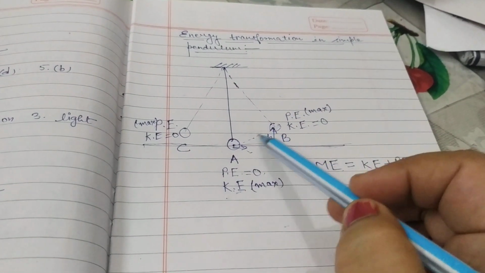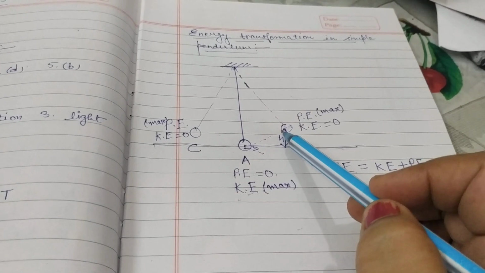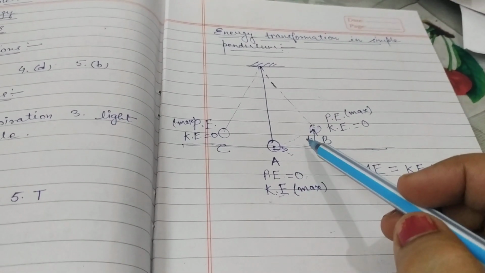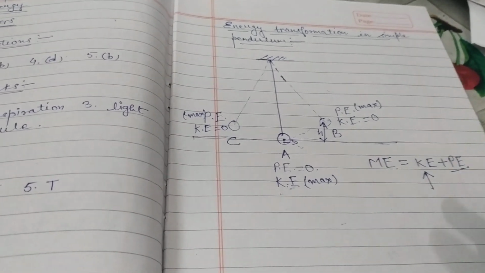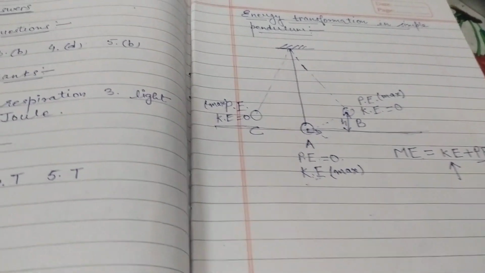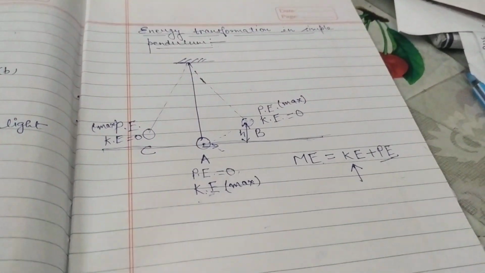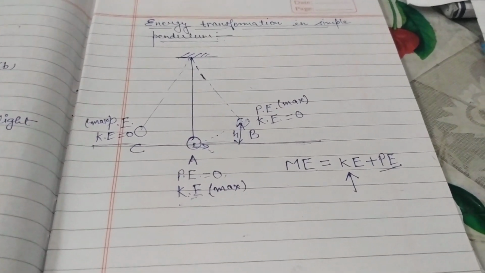And between the mean position and extreme position, it will be having both potential energy and kinetic energy in some amount. Neither will be 0. I hope you understood this, and this is important also. This is asked in the exams.